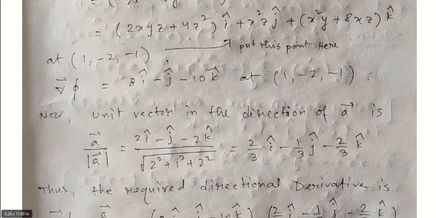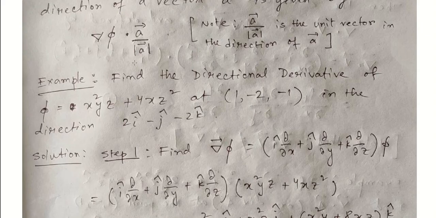This is nothing but the unit vector corresponding to a. So the value of a, which is given in the question, divided by mod a. Mod a is nothing but the absolute value of this vector. So it is the square root of 2 squared plus 1 squared plus 2 squared. And we have this vector.